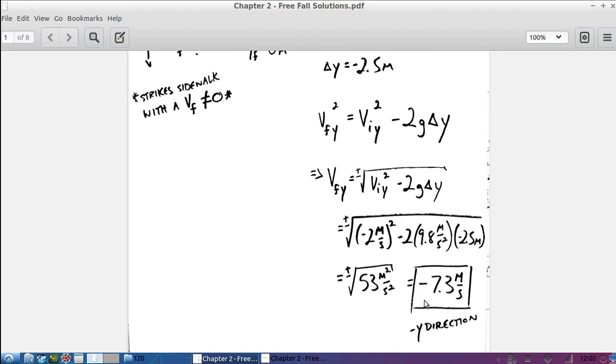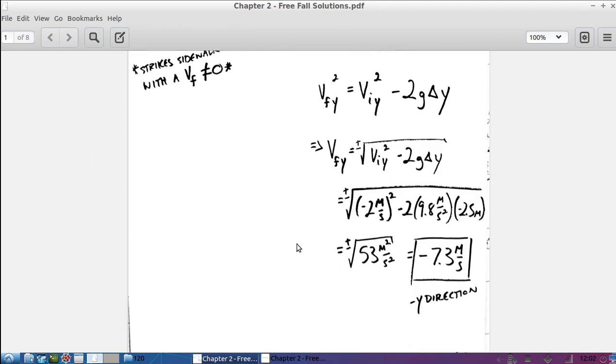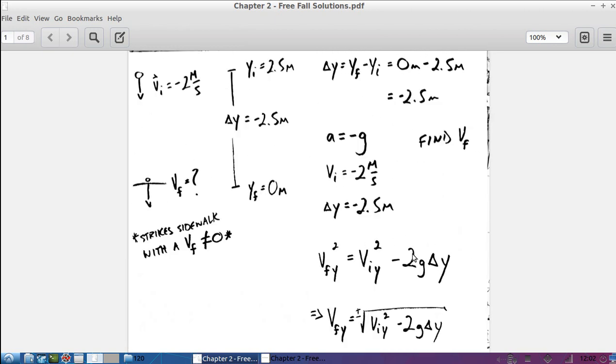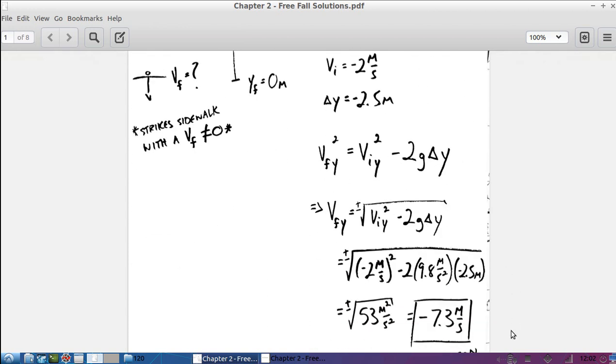Which one of these signs do I pick? I've got 7.3 meters per second. I'm going to pick the negative sign. Why? Because I know that this displacement is in the negative y direction. The acceleration is negative. And so when this ball strikes the ground, it's going to have a velocity in the negative y direction. So I give that a negative sign. That's how I decide which one of these to pick. Okay. All right, first nice example, scenario 1, object thrown downward, kinematics, I modified it to reflect my free fall problem.